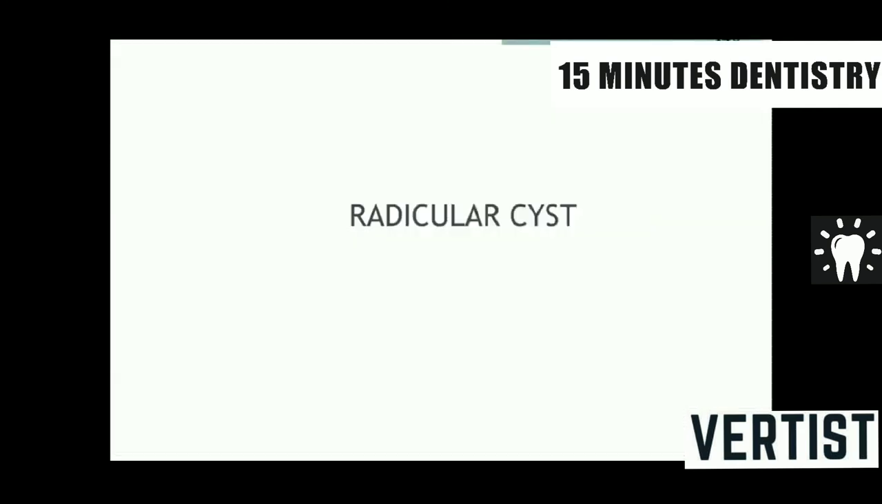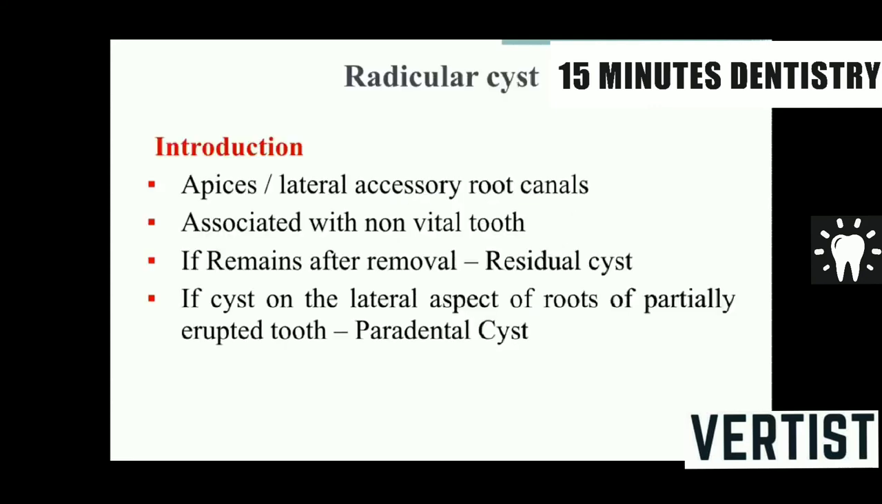The next cyst, which is the most common cyst of the jaw bones, is the radicular cyst. It is called a radicular cyst because it is associated with the root of the tooth. It is also known as apical periodontal cyst. It is an inflammatory type of odontogenic cyst. It is not developmental, but an inflammatory type of cyst. It is associated with a non-vital tooth.